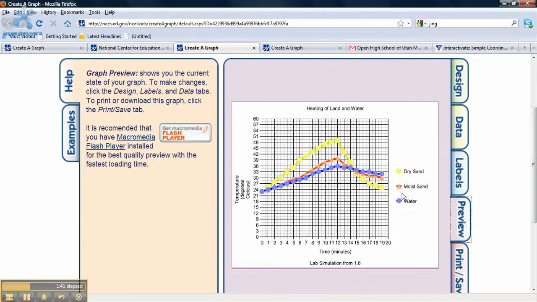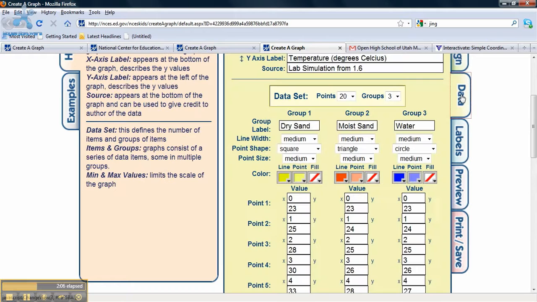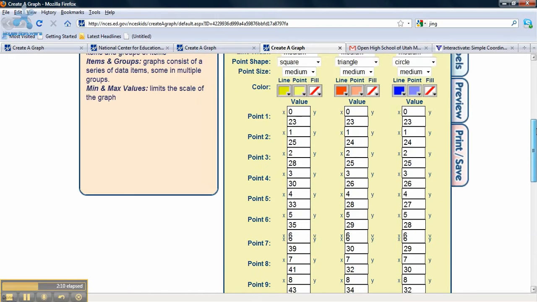So what we have here is our legend on the right, heating of land and water. Our temperature is along the y-axis vertically, and on the x-axis horizontally is our time in minutes. And you can see we have a finished graph, with our finished data, and if I go back and click on this one in data, then all of the data has been filled in.